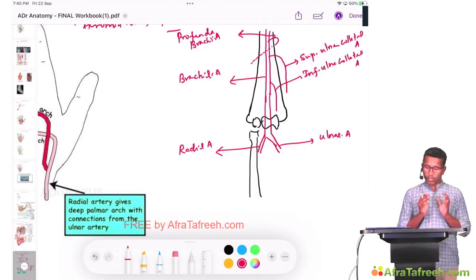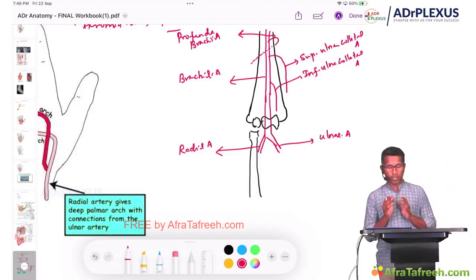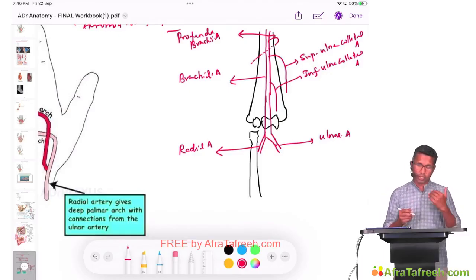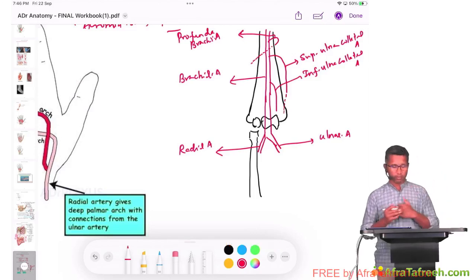So there are two branches here. One is called the superior ulnar collateral artery, another one is the inferior ulnar collateral artery, guys. One runs in front of the medial epicondyle and one runs behind the medial epicondyle. The superior ulnar collateral artery runs behind the medial epicondyle.